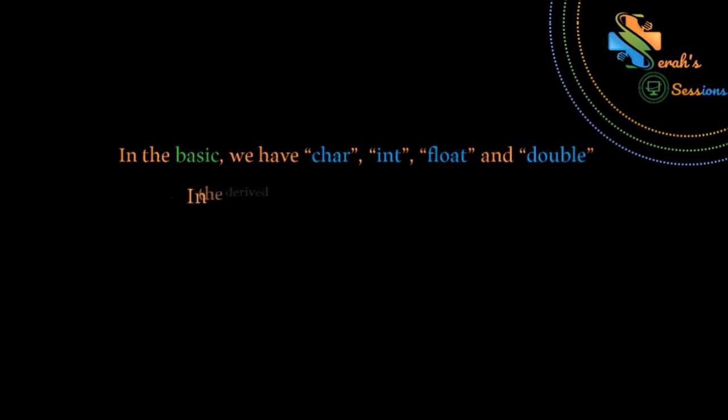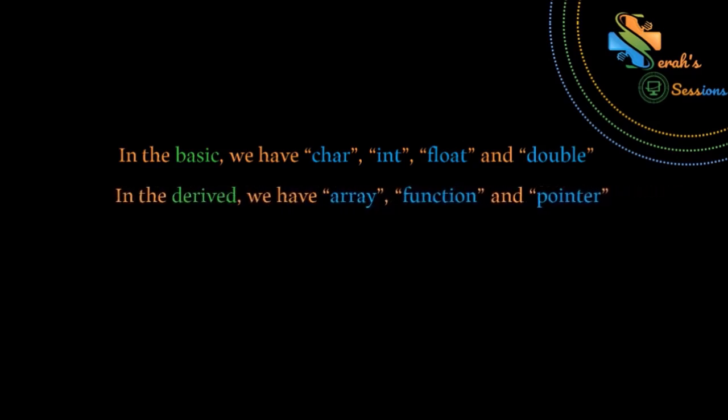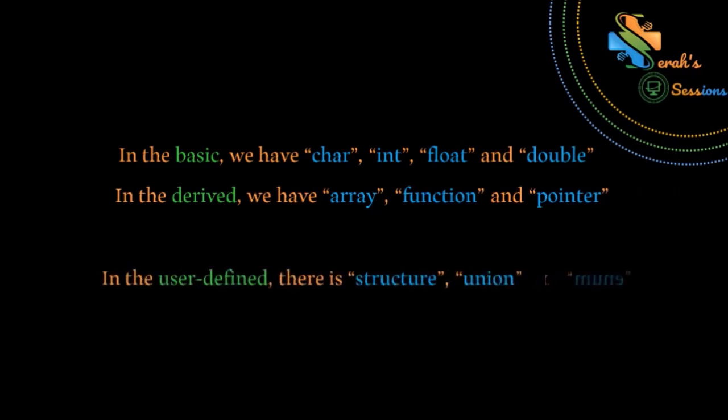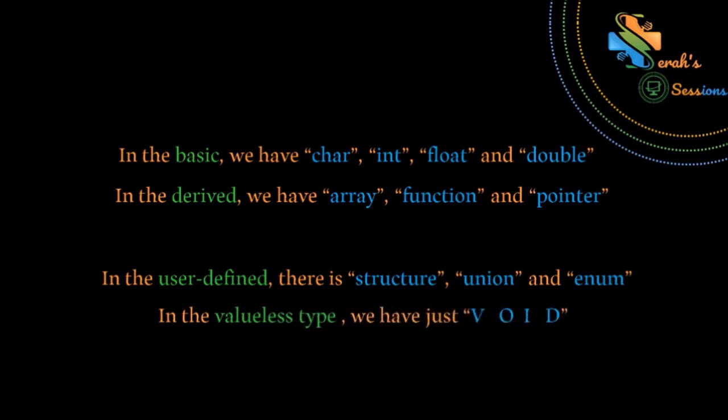In the basic type, we have char, int, float, and double. In the derived type, we have array, function, and pointer. In the user defined type, there is structure, union, and enum. In the valueless type, we have just void.